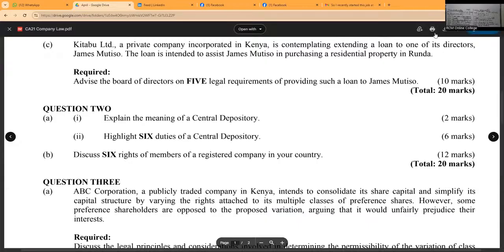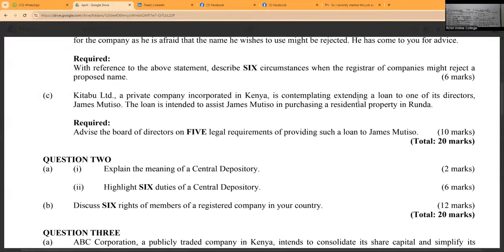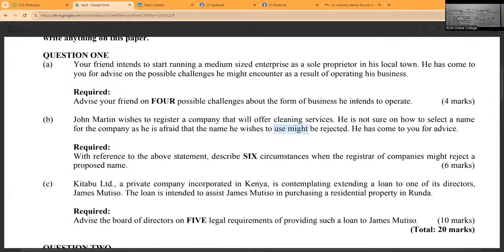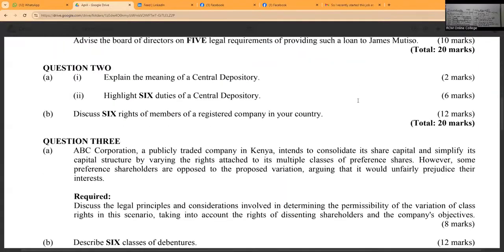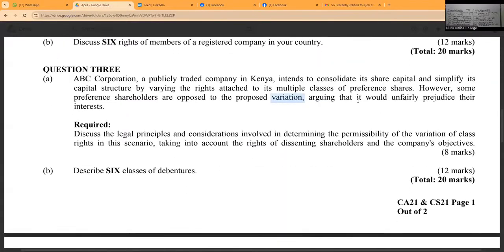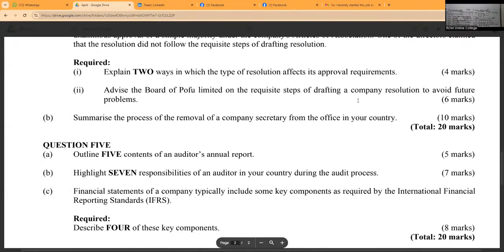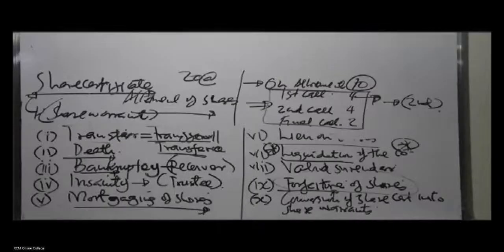Right to vote, right to receive dividends, right to get notices of meetings, right to attend meetings, right to a copy of the financial statements. We're going to look at them in a few. So I think that was the one they tested regarding membership. There's no other question regarding membership. But now let me show you another one where they tested on how to become a member.